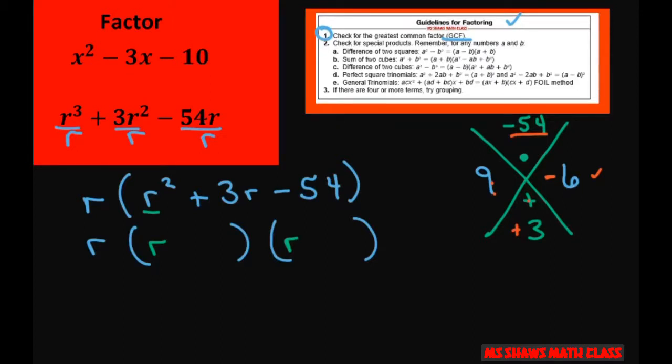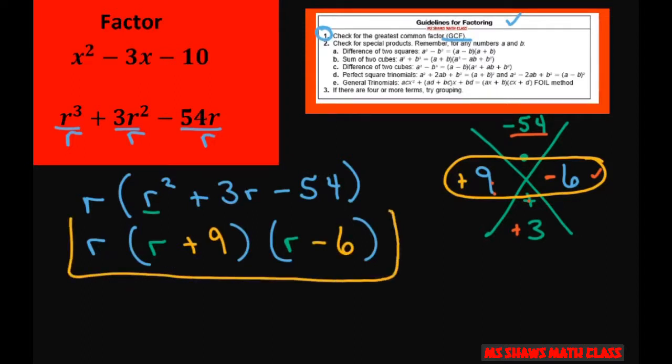So now all you do is copy this down. This is a positive 9, so plus 9, and then you have minus 6. And that's it for that.